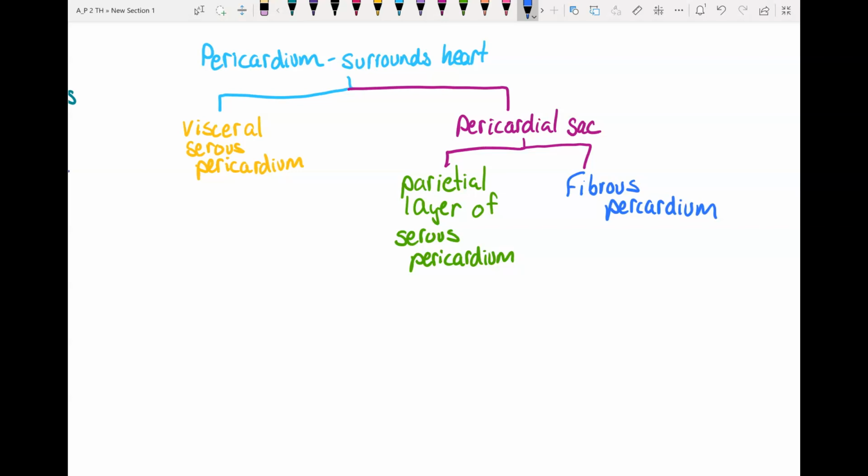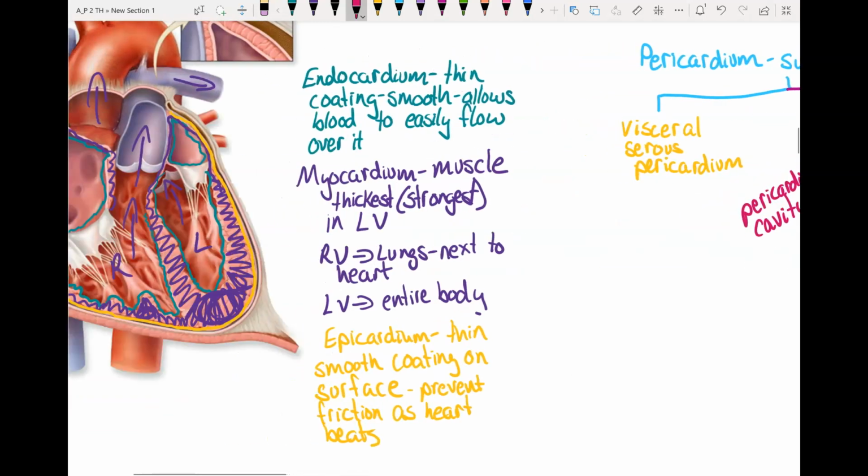Between the visceral serous pericardium and the parietal layer of serous pericardium is the pericardial cavity. Okay, so let me get my words all straight this time. Let's come over here and label these.